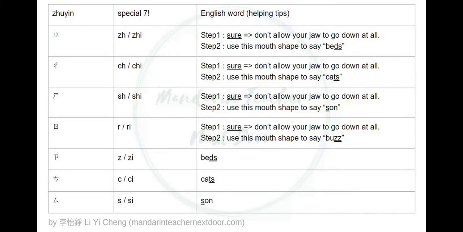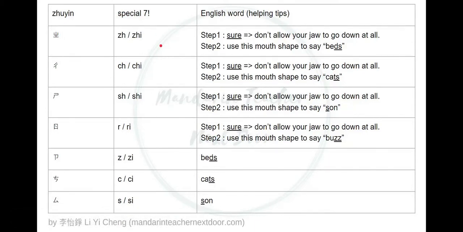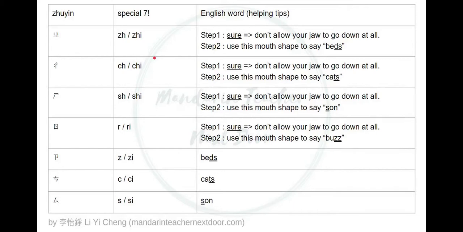Now we're going to talk about 7 pairs. The special 7. Those 7 pairs have the same pattern as you can see here. One is by itself, and then slash, the other part is plus the I alphabet. For example, Z slash ZI, C slash CI, etc., or ZH slash ZHI, CH slash CHI.